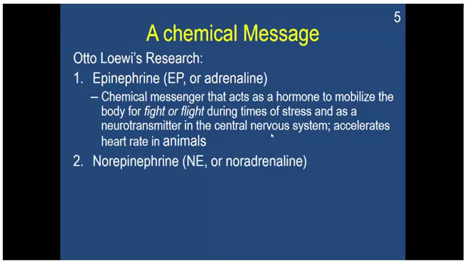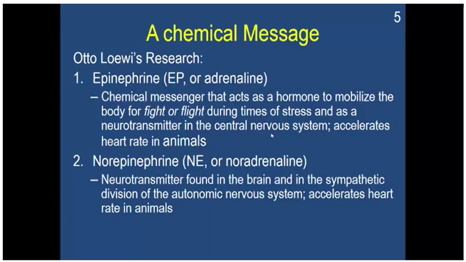There's also norepinephrine, which is also known as noradrenaline. It is a neurotransmitter that's primarily found in the brain, but it also plays a role in the autonomic nervous system, and we'll talk about it.